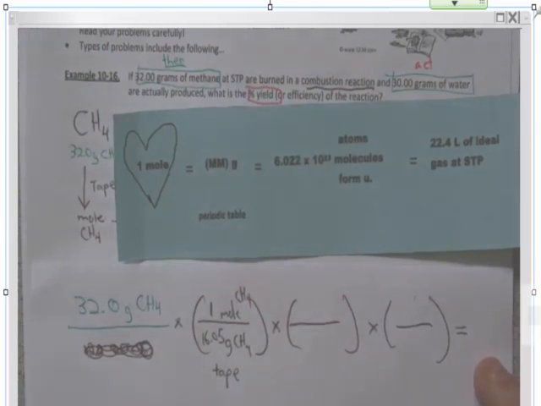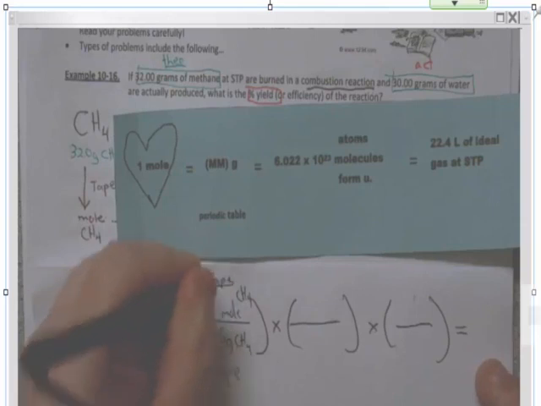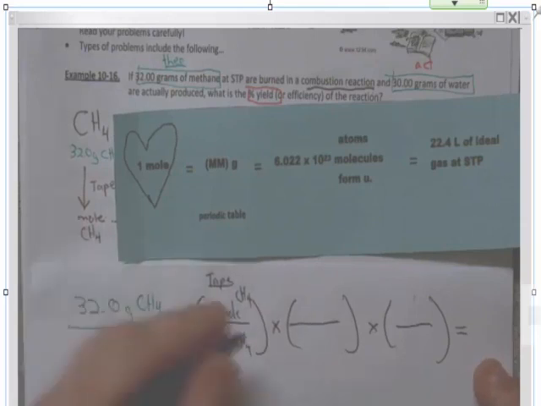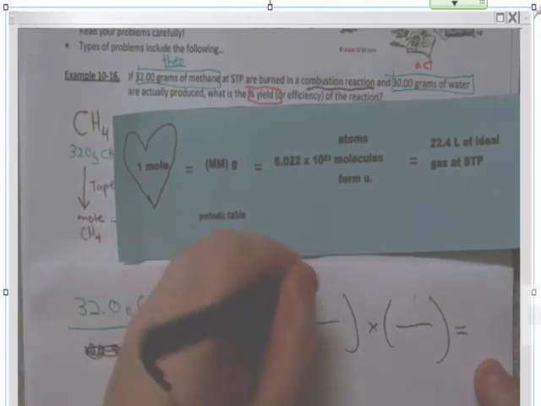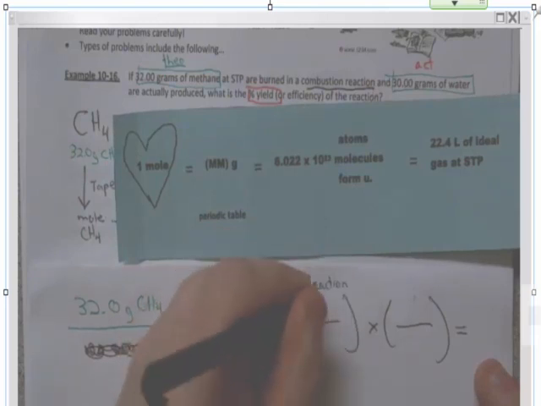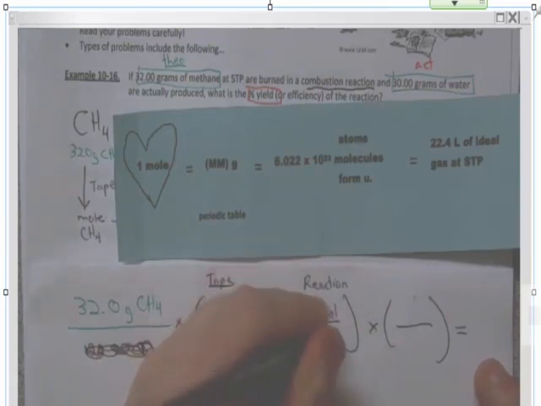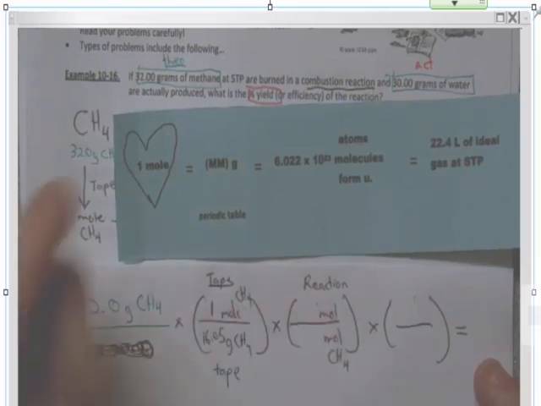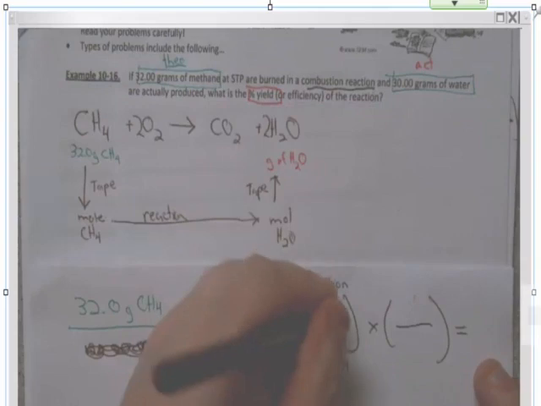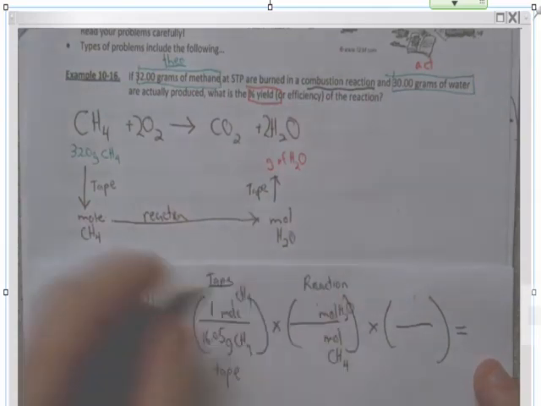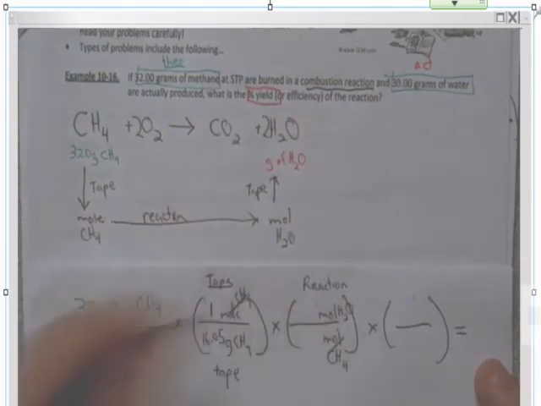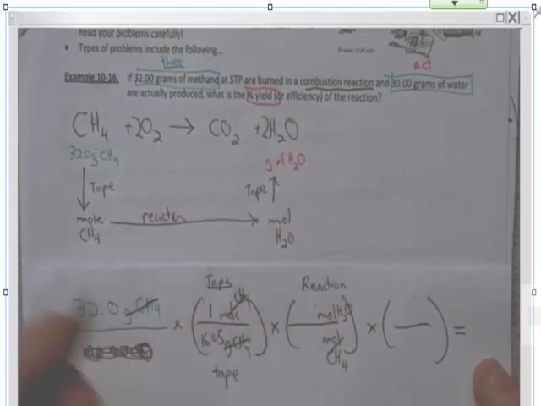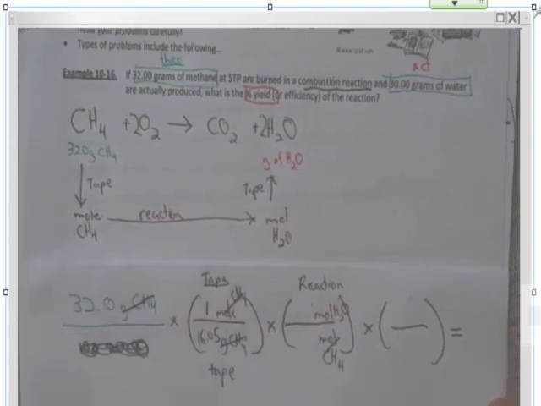Okay. Step 2, because our first step is to go to moles. Step 2, mole to mole ratio, which brings in the reaction. Moles on the top, moles on the bottom. Moles of CH4 on the top. Moles of water on the top here. Moles of CH4 on the bottom. These cancel. Those cancel. Okay. Because remember, we're trying to get grams of water.